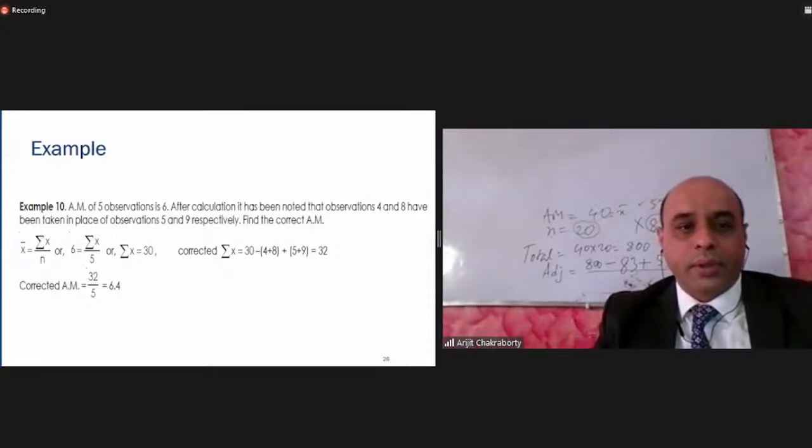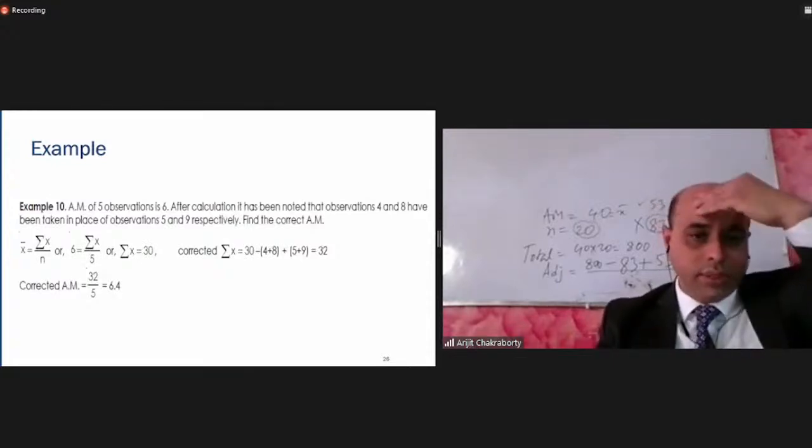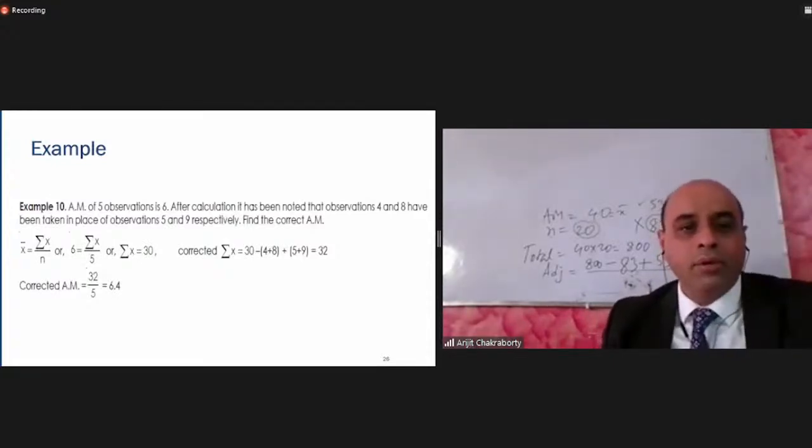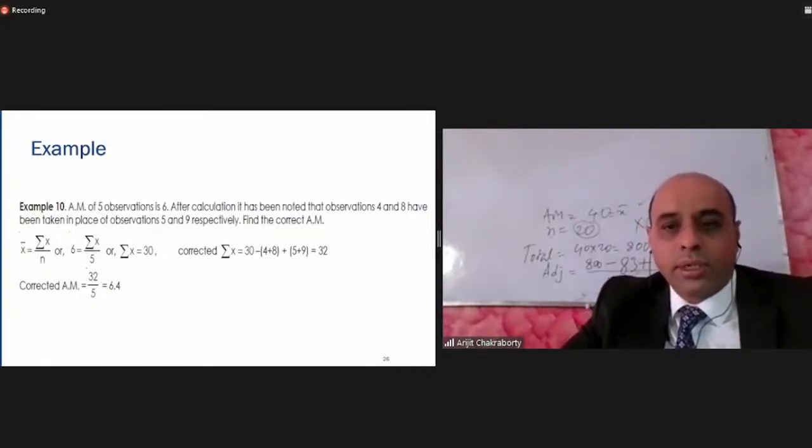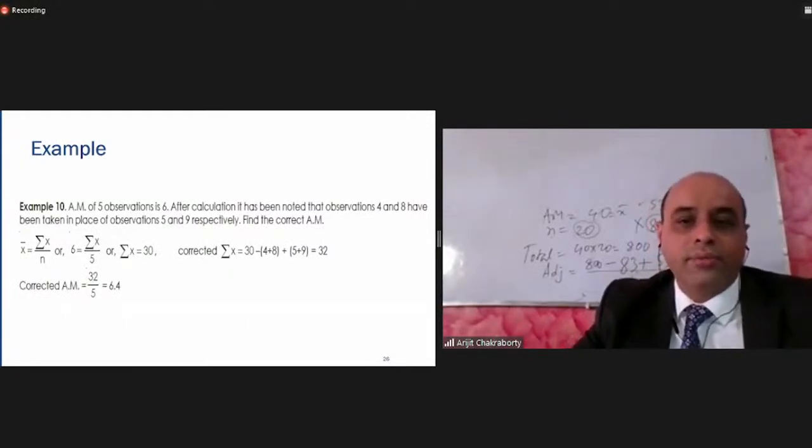Okay. This one also you can see. AM of 5 observations is 6. After calculation, it has been noted that observations 4 and 8 have been taken in place of observations 5 and 9. Find the correct AM.